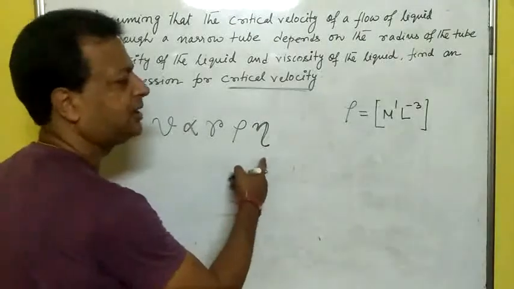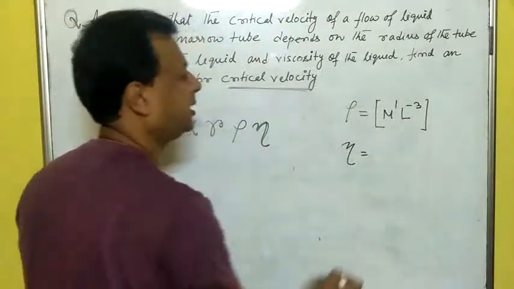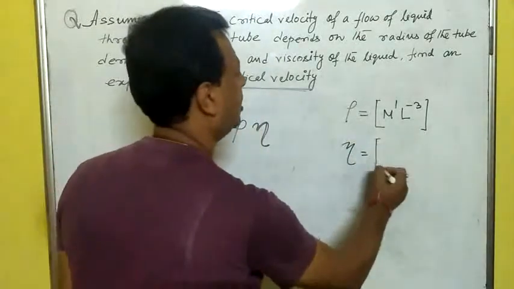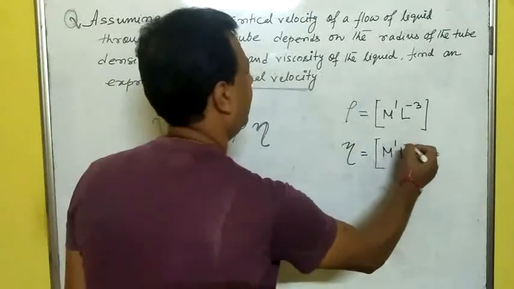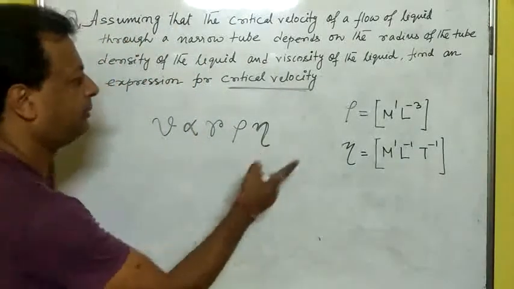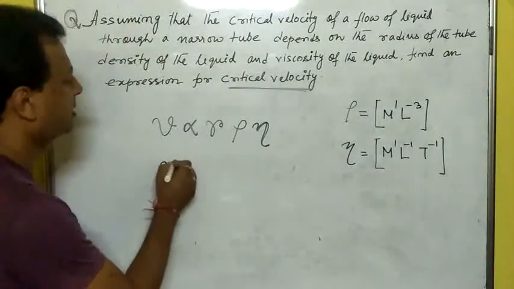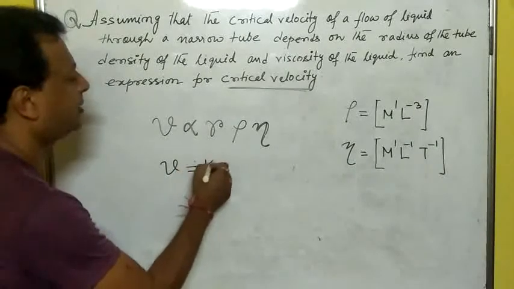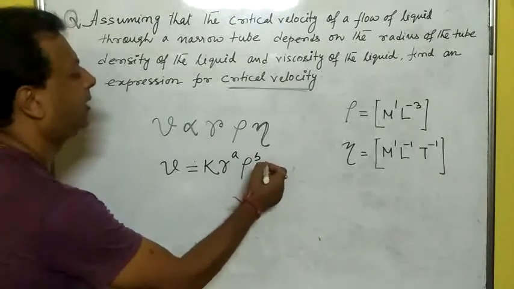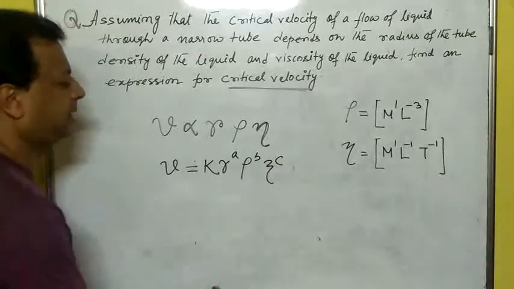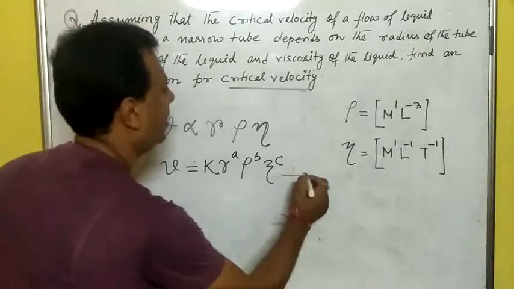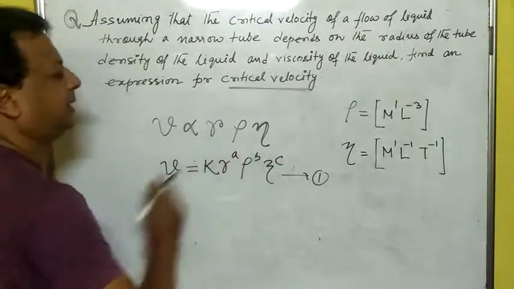Now, what is the dimension of eta? This is the coefficient of viscosity. If you go through the chart, you will find that the dimension of the coefficient of viscosity is M1 L minus 1 T minus 1. So these are the things that we will be using. What we write here is V is equal to some constant K into r to the power of a, rho to the power of b, and eta to the power of c. So this is your equation number 1. We'll find the values of a, b, and c.